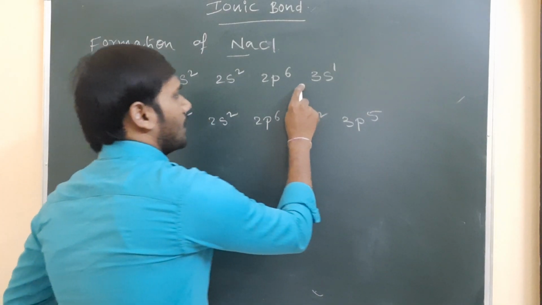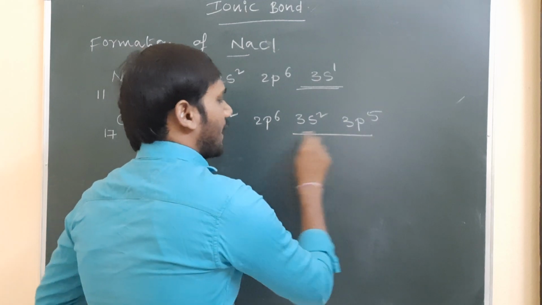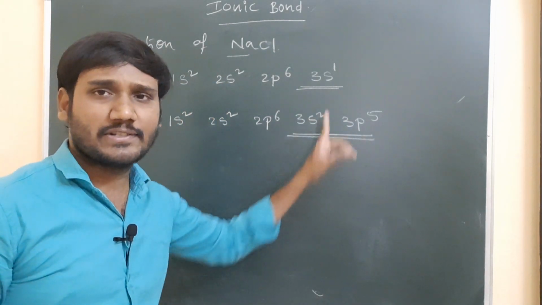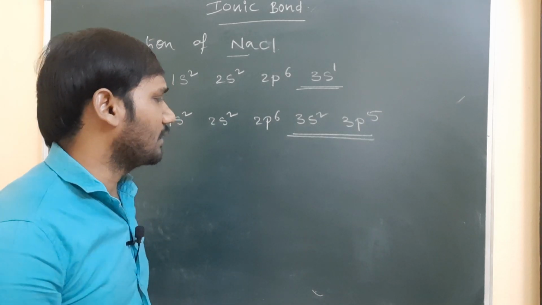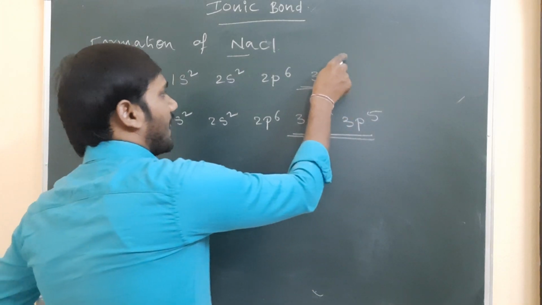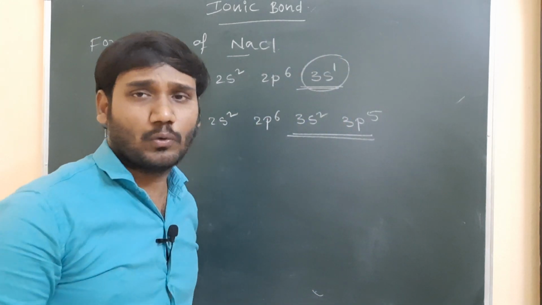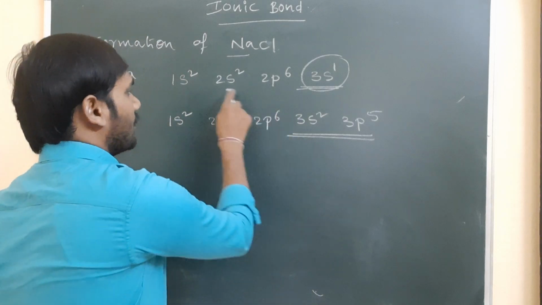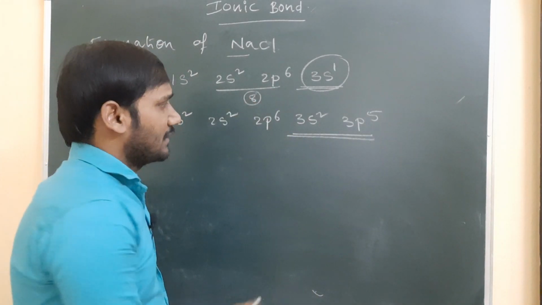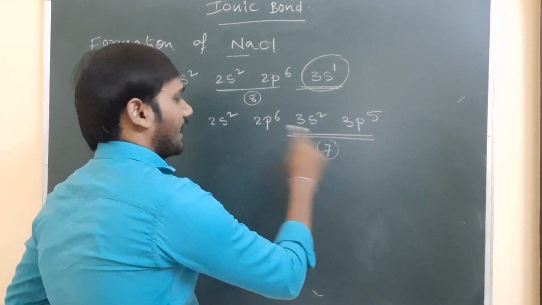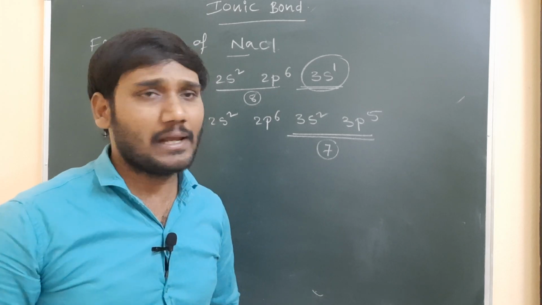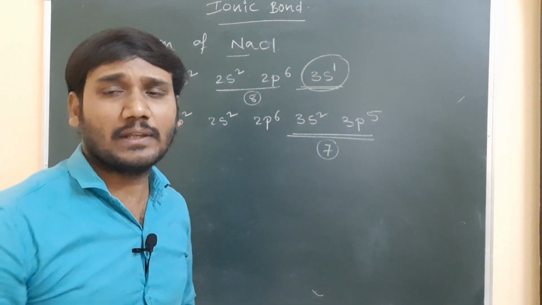Now if you see sodium and chlorine, the valence shell electrons are present in the third shell. Now the sodium valence shell has 1 electron present, but the shell before the valence shell of sodium has 8 electrons. At the same time, the chlorine valence shell has 7 electrons. Now sodium is a first group element. It has metallic character, meaning it is ready to lose the electron.